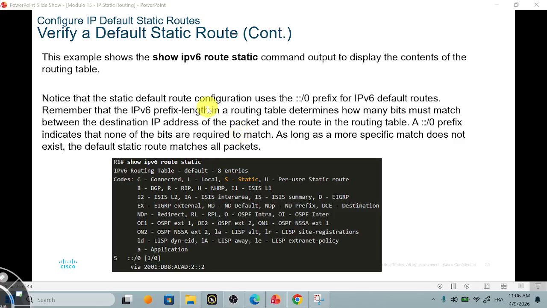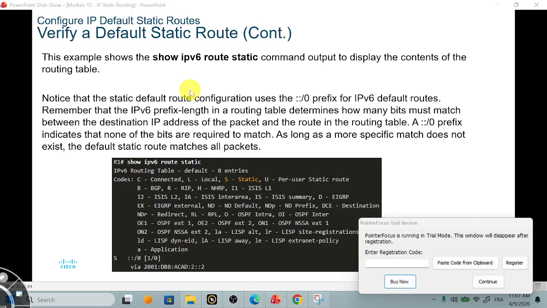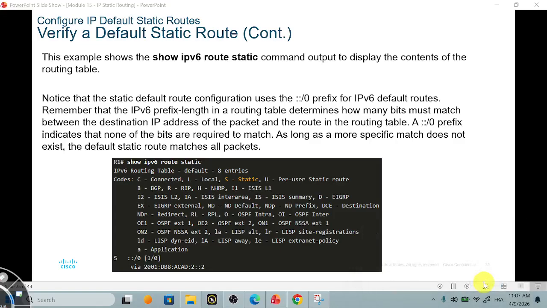So in this lecture, we now know how to configure a default static route. For IP version 4, it's 0.0.0.0 for the network, 0.0.0.0 for the subnet mask, and the IP address of the next hop. For IP version 6, we use ::/0 and we add the next hop IP address.